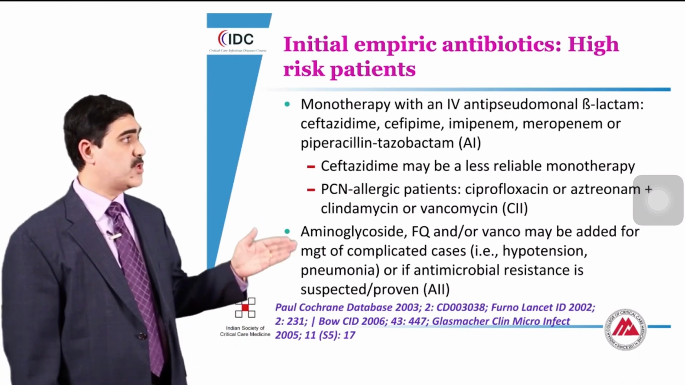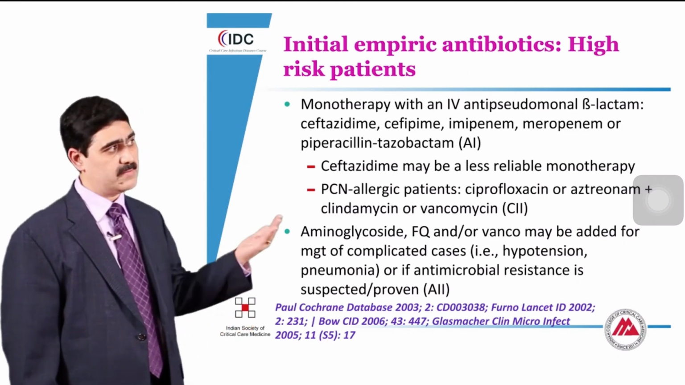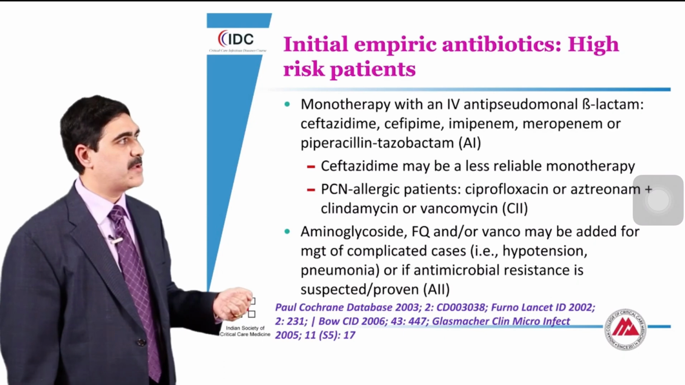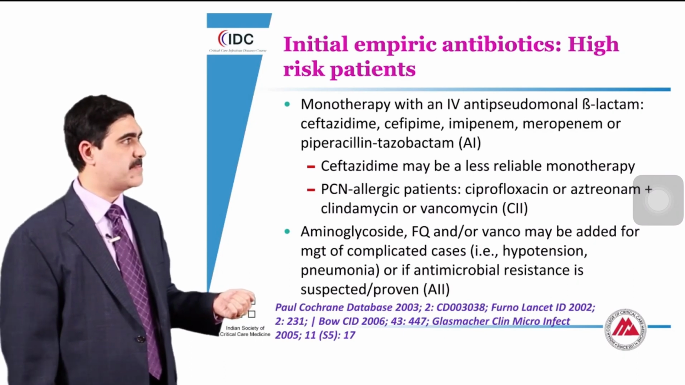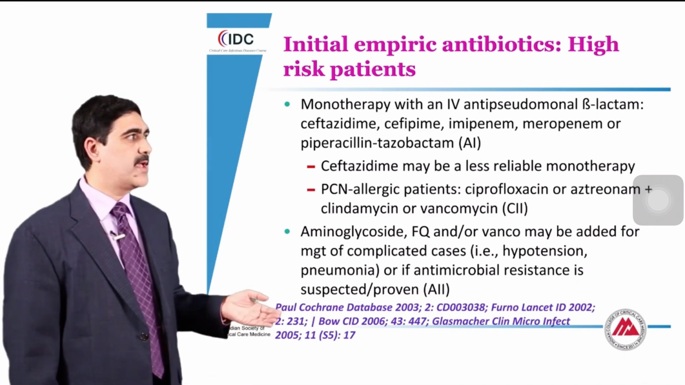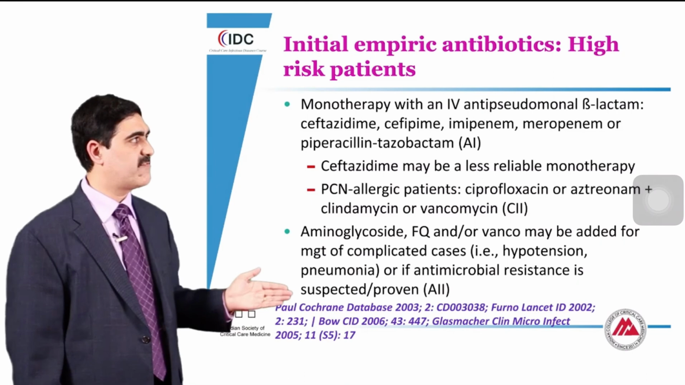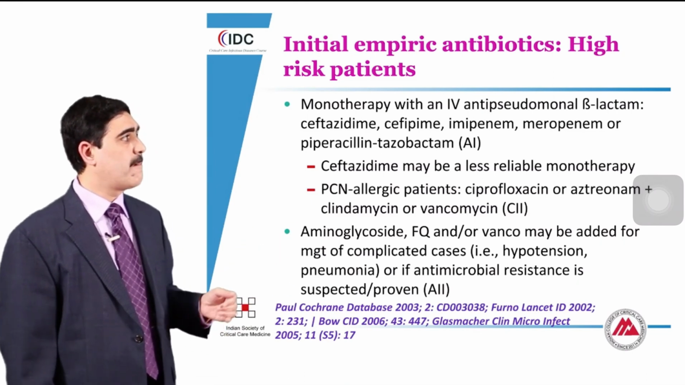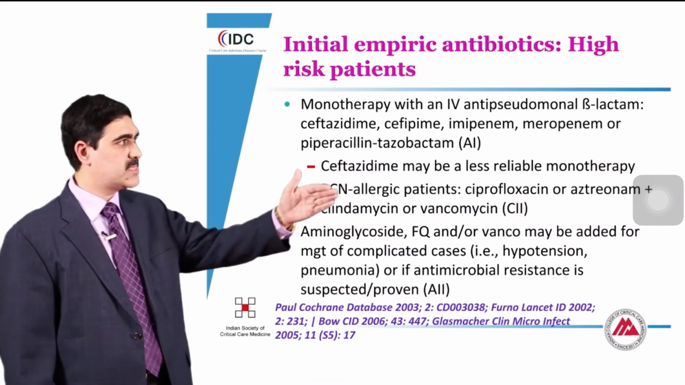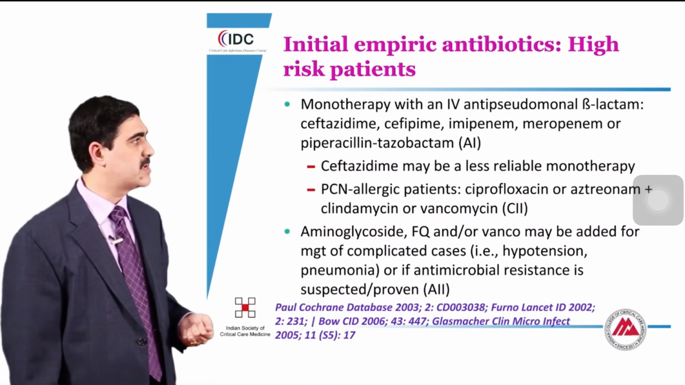Most of the time when we are initiating empiric antibiotic therapy in the high risk patient group that I mentioned, you can use monotherapy with an intravenous anti-pseudomonal beta-lactam, and the Western guidelines say ceftazidime, cefepime, imipenem, meropenem or piperacillin tazobactam. Ceftazidime may be less reliable as a monotherapy, so in our country we probably would move more towards cefepime or one of the carbapenems. In patients who are penicillin allergic, you can use ciprofloxacin or aztreonam along with clindamycin or vancomycin to cover the gram-positive.